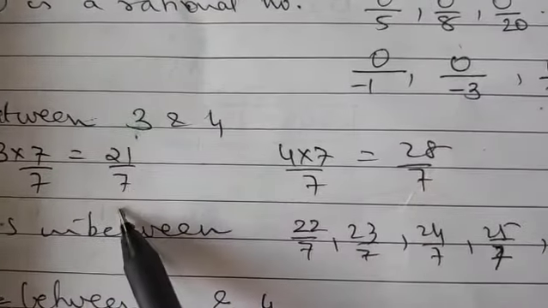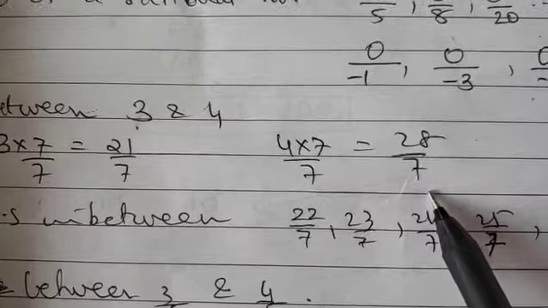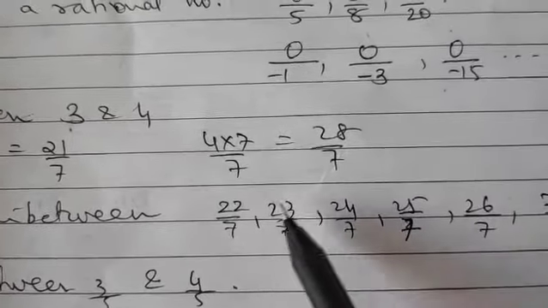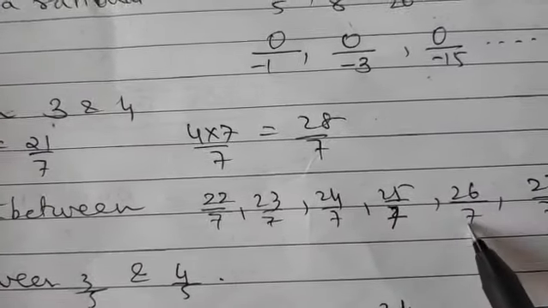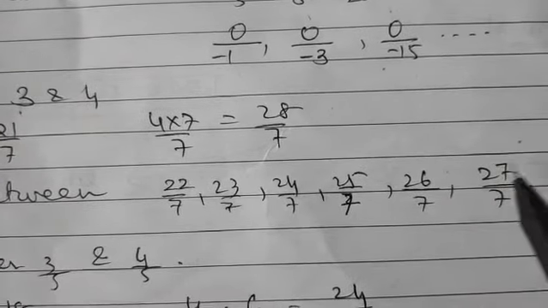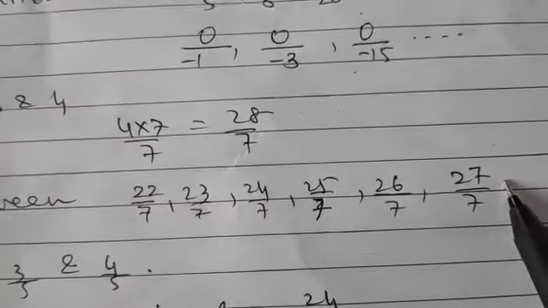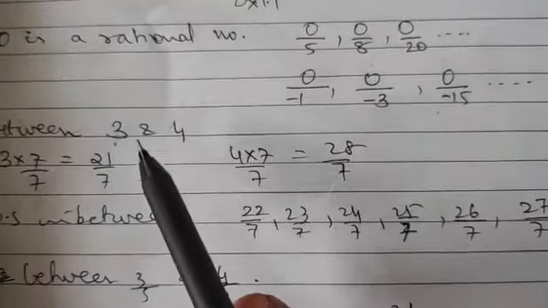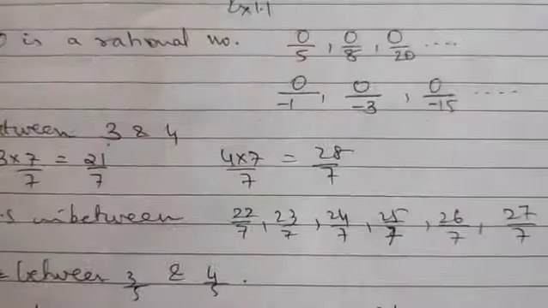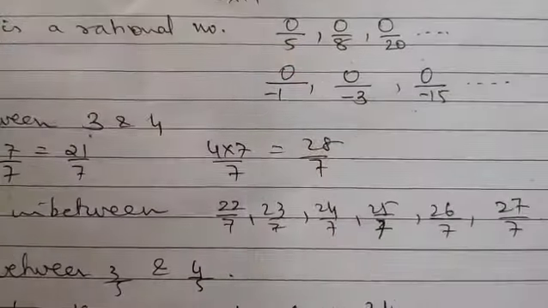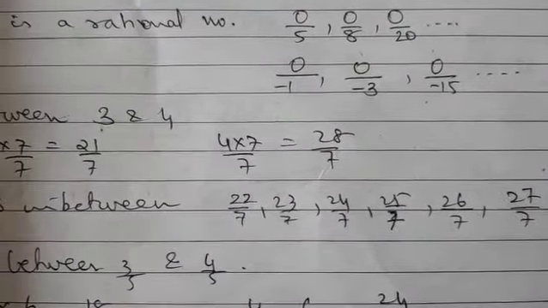Now between 21 upon 7 and 28 upon 7, how many numbers are there? 22, 23, 24, 25, 26 upon 7 and 27. So how many numbers did you get? 1, 2, 3, 4, 5, 6 rational numbers or 6 fractions between 3 and 4. Easy, huh? Understood or not what I am trying to say? Okay.